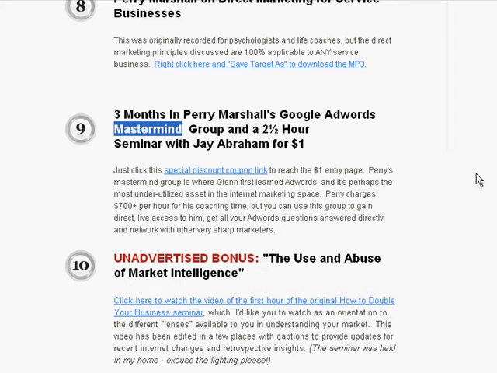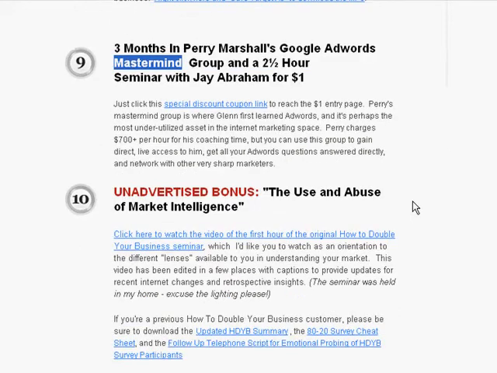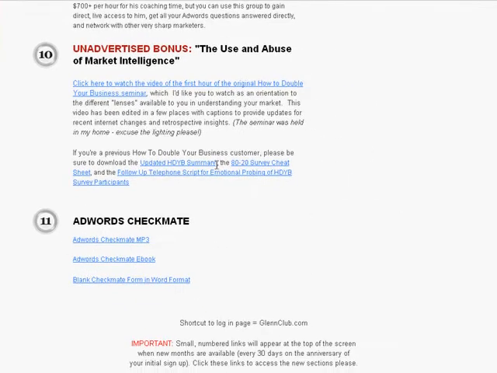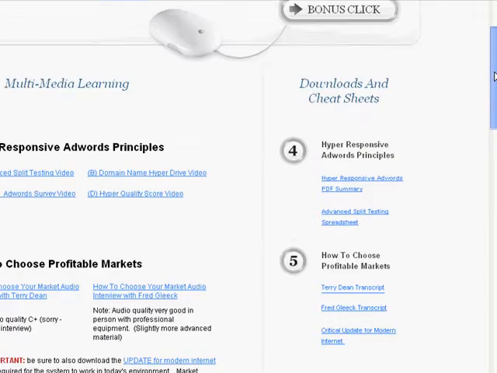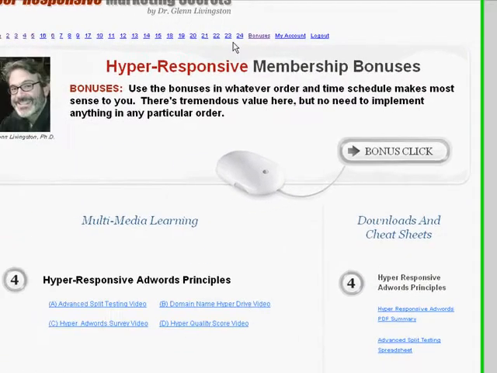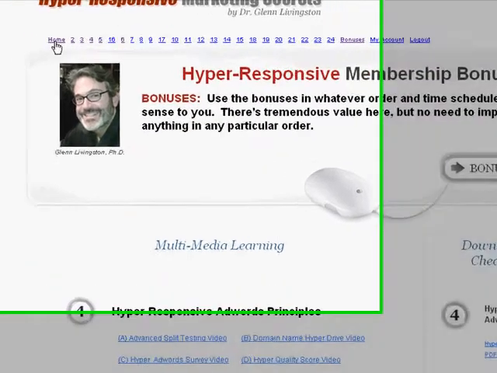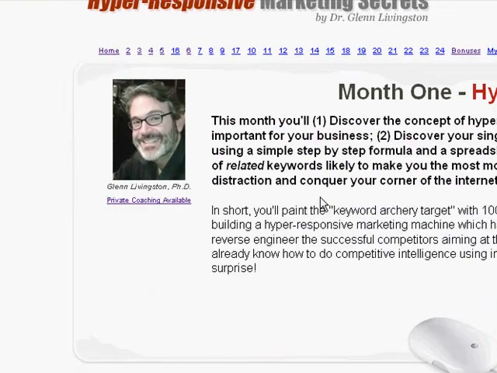And I don't know why more people don't take advantage of that. That's extraordinarily valuable, actually, because you can get on the phone and talk to him every month if you're willing to do it in front of a group, instead of paying him $700 an hour. And Perry's work is where I learned AdWords, and so that's very valuable. And I overwhelm people with value like that. I give them a copy of AdWords Checkmate, and I actually have the first hour of my original How to Double Your Business seminar. So there's just so much stuff that they want for that initial buy-in, which is very low price. And then I give them what they really need.